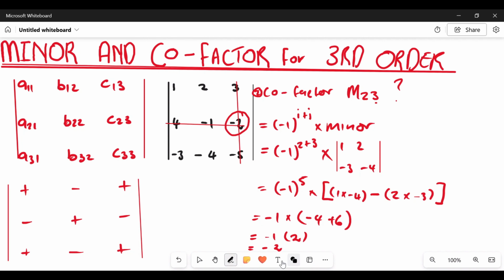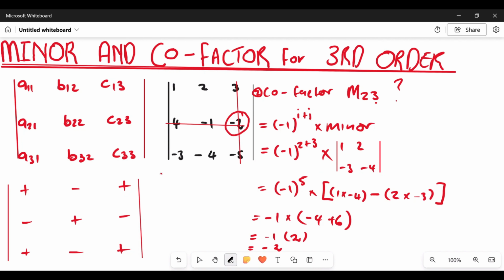What a coincidence. So when we select this entry here, the cofactor of this entry is going to be -2. It has nothing to do with the actual entry, which is -2. It just so happened that it's also -2. All right. So this is the one method that we use to calculate the cofactor.